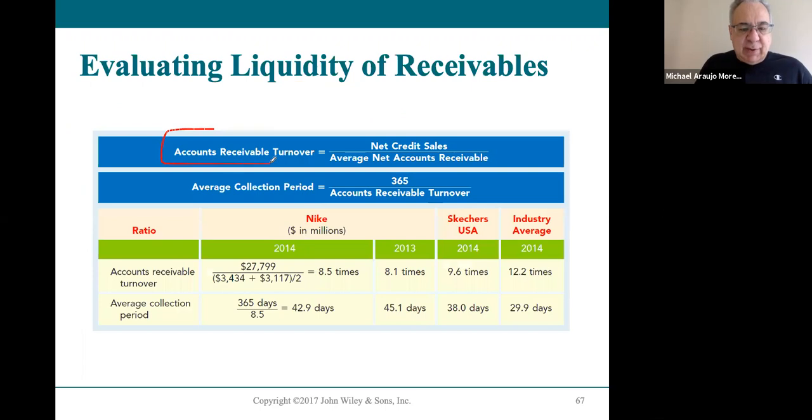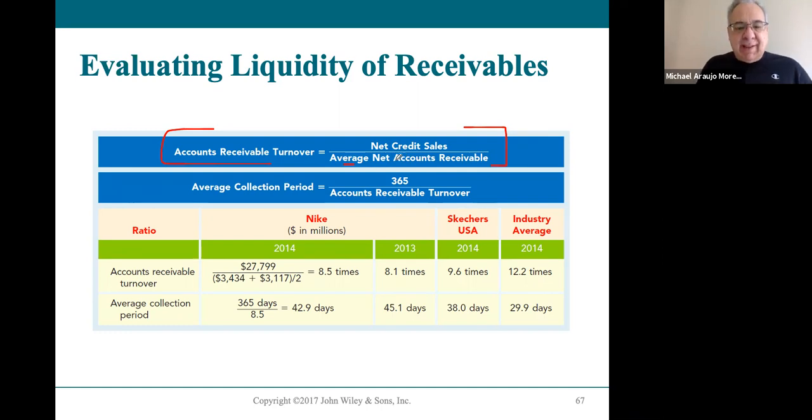So to do an accounts receivable turnover, you are going to use this formula here. We have the net credit sales. Remember, credit sales are sales on account. And we divide that over an average receivables. So an average receivables is your beginning and ending receivable divided by 2.